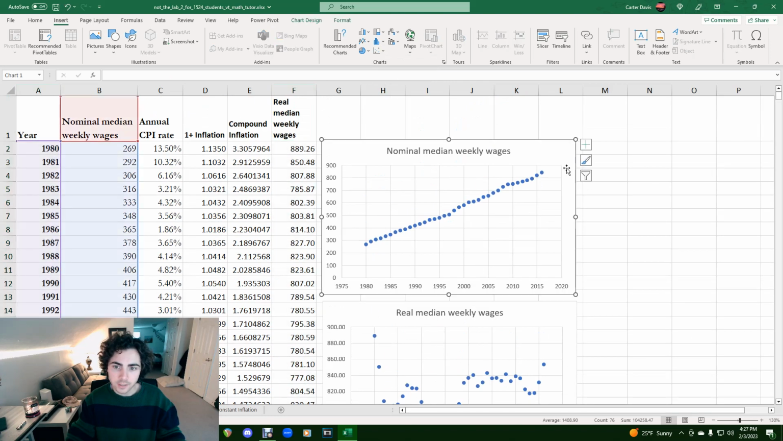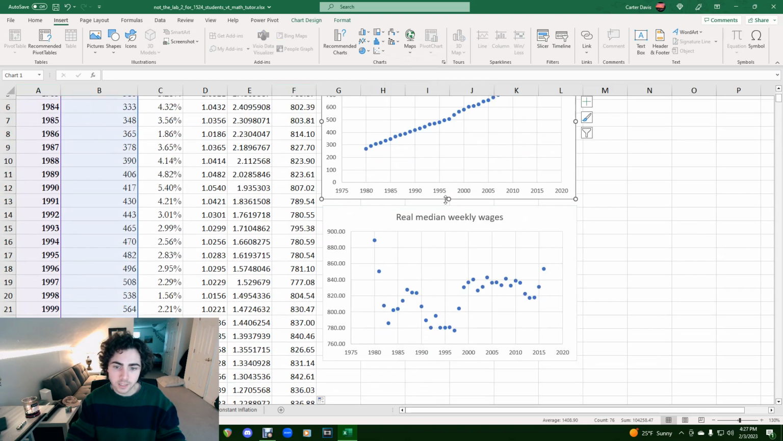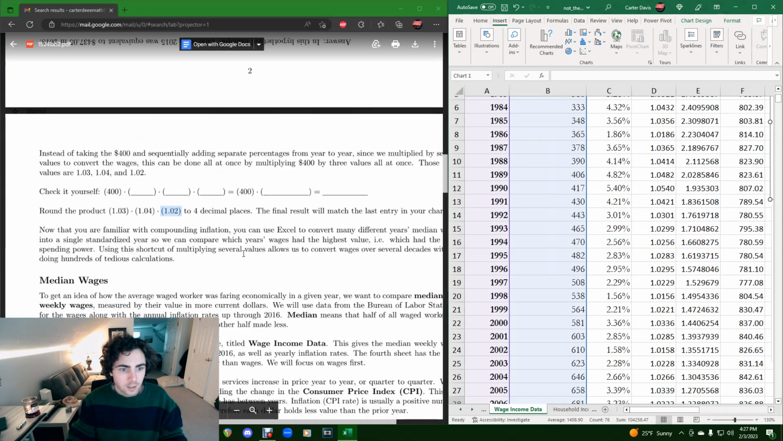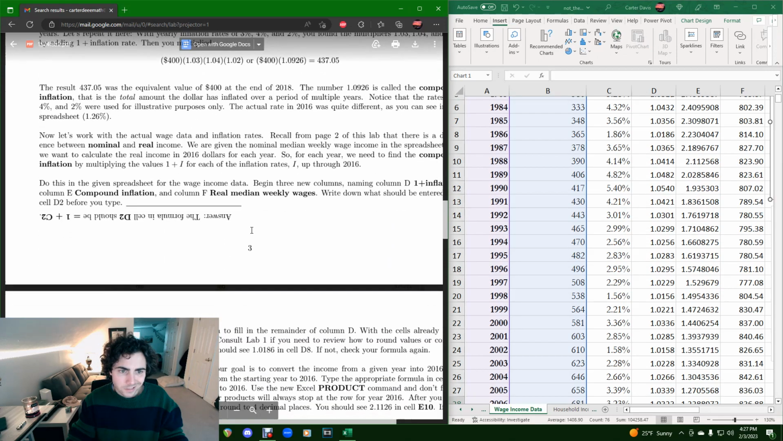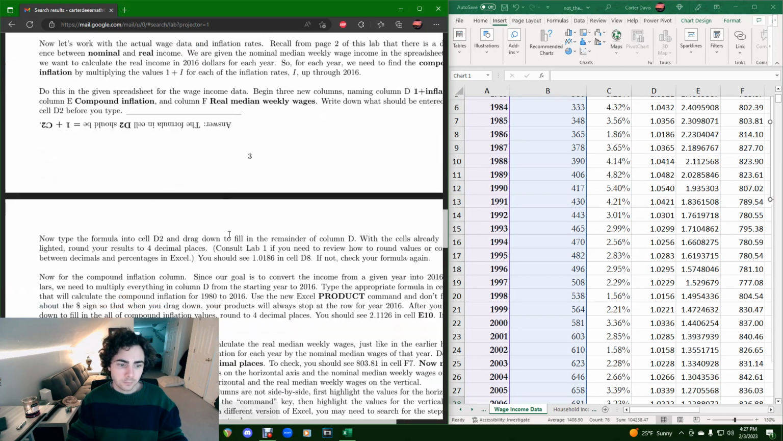So you can see the nominal weekly wages, even though they were going up, inflation was making the real amount of your wages go all over the place. So I think that was about it for median wages. Nothing too crazy there.